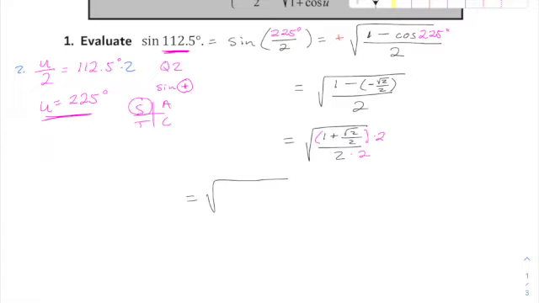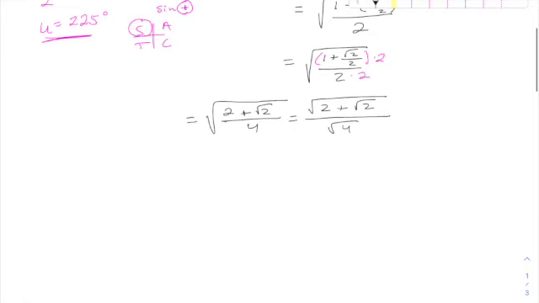And then, of course, that's going to make that be 2 plus root 2, all divided by 4. And then I'm going to not leave a big fraction inside of a radical. I'm going to break that up, square root of the top over square root of the bottom. 2 plus root 2, all inside one big square root, and divided by square root of 4. And square root of 4 I can actually reduce. Square root of 4 is 2. So that, after all that, is what the sine of 112.5 degrees is.